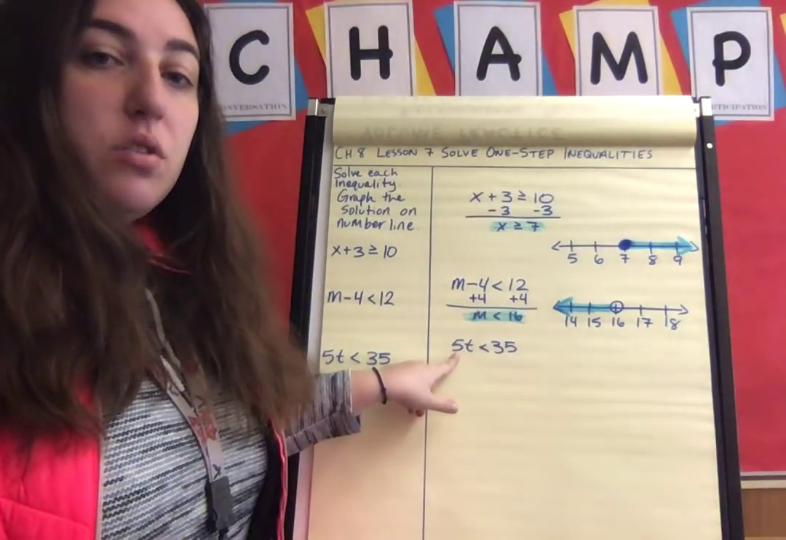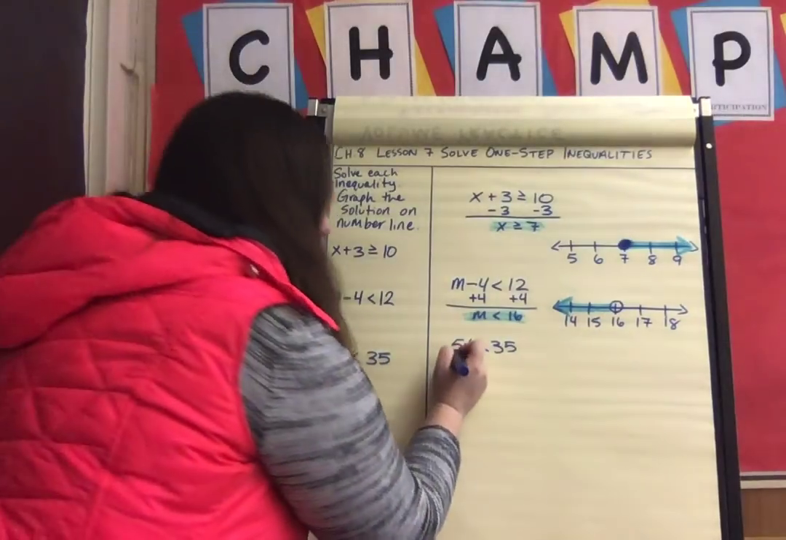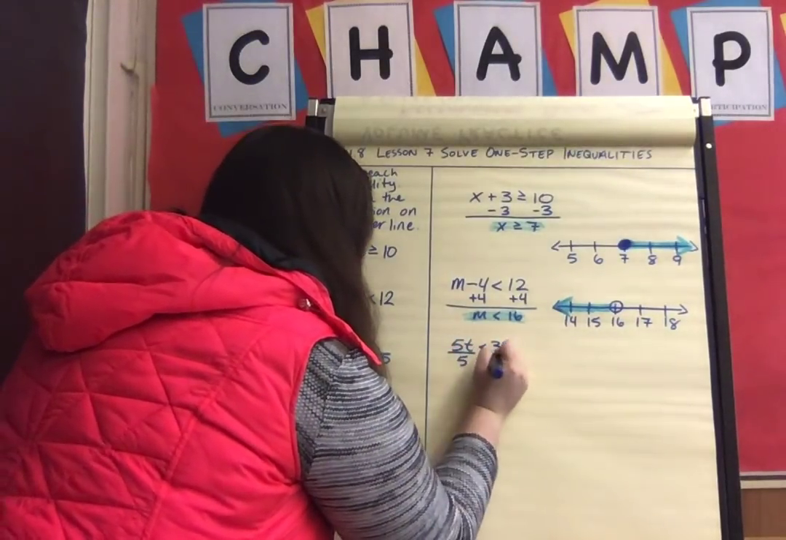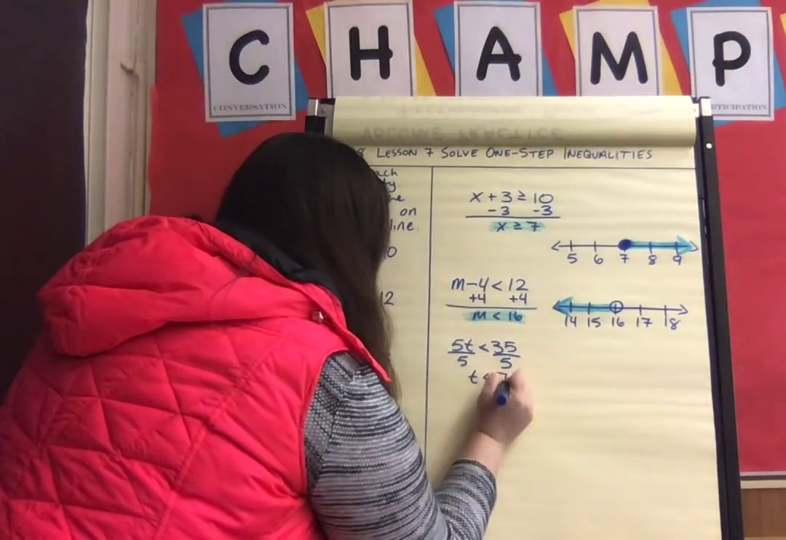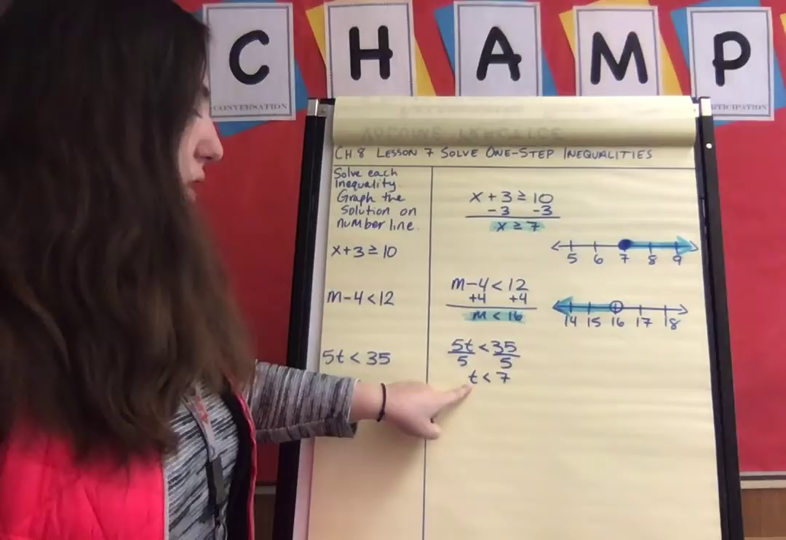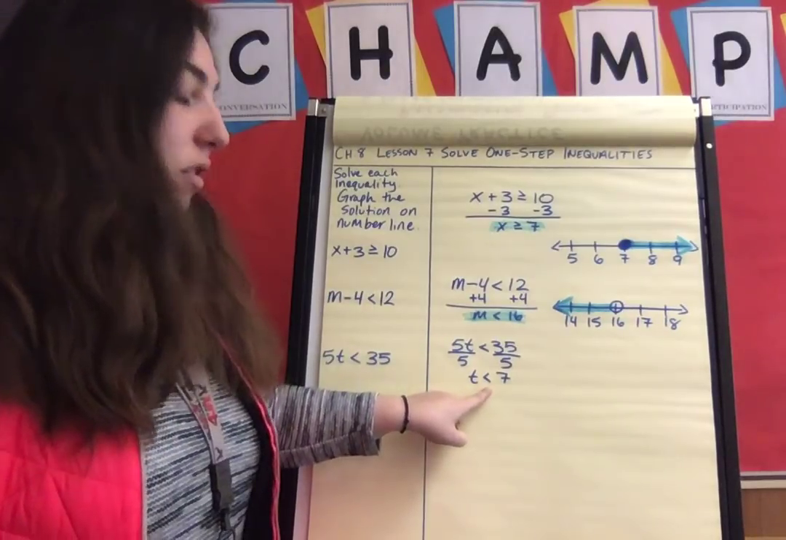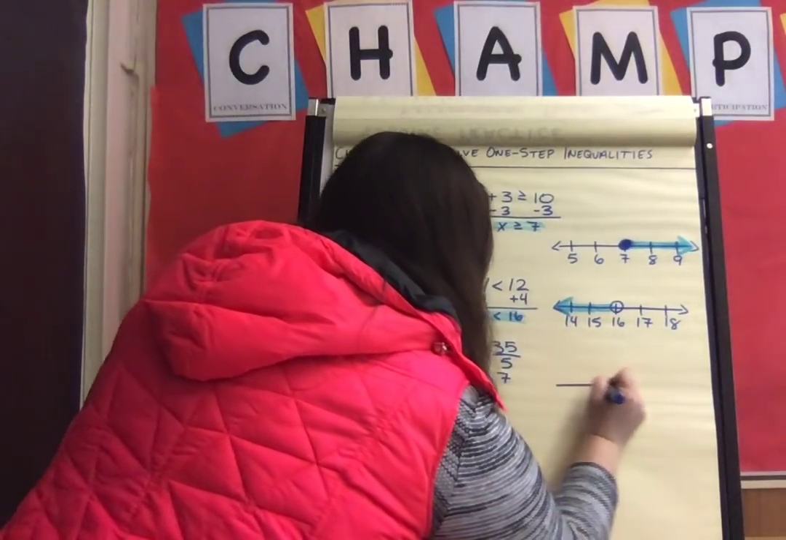So t is being multiplied by 5. I'm going to undo that by dividing by 5, and I'm going to do that on both sides. 35 divided by 5 is 7. So my solution is t is less than 7. I'm going to graph that over here.